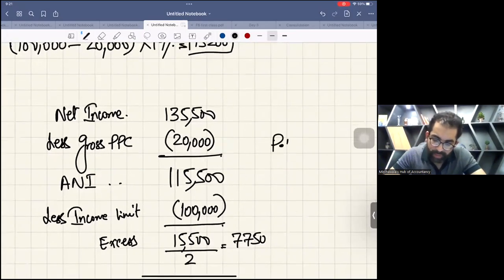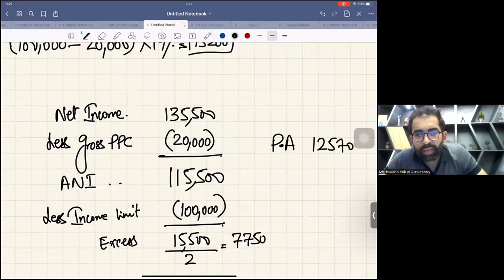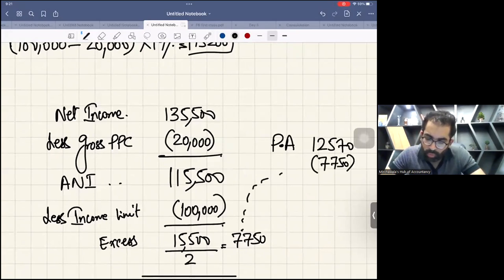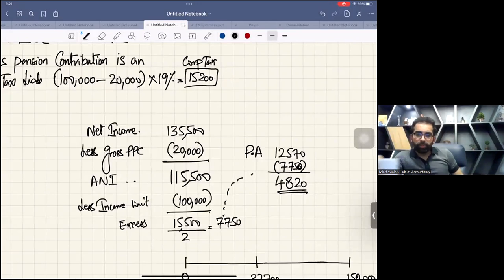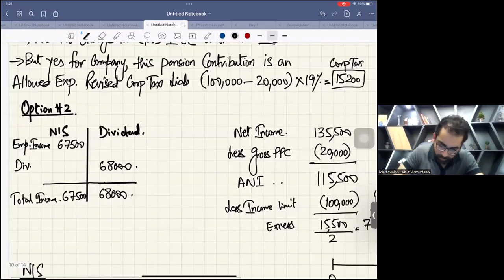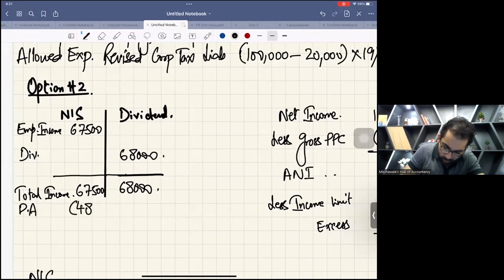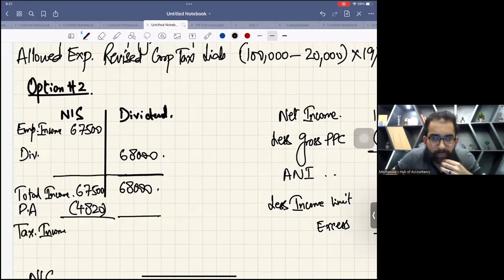Now your normal personal allowance is 12,570. You will be deducting this excess from the normal personal allowance. So how much is available? 4,820. 4,820 is your final personal allowance. Don't forget this, students. Okay, now we'll go to the main working, please. This is 4,820. Can anybody tell me the taxable income? 62,680. Thank you. 62,680 and the 68,000.